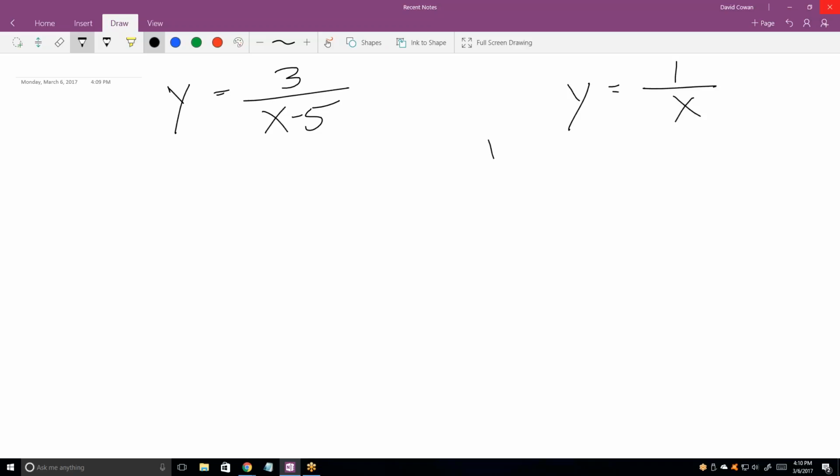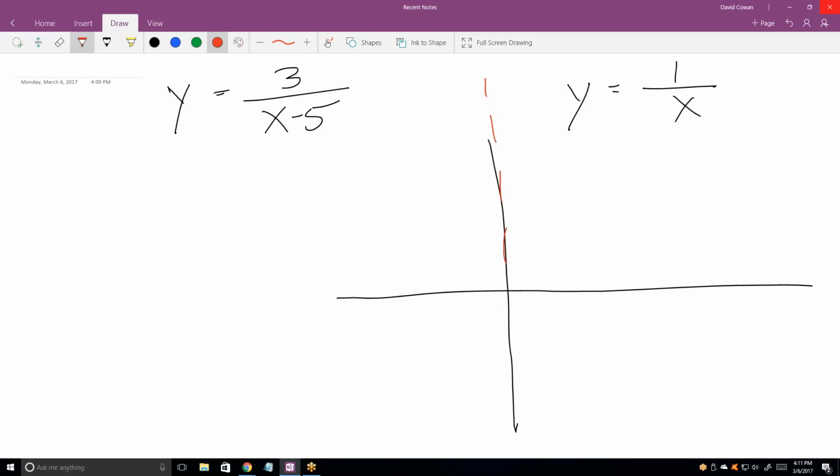Yeah, and I'll explain further. Now, 1 over x is an elementary function. That is one of your 10 basic elementary functions. You always want to know how this graphs. This is your basic hyperbolic function, and it has a vertical asymptote at x equals 0 and a horizontal asymptote at y equals 0, and it looks like that.